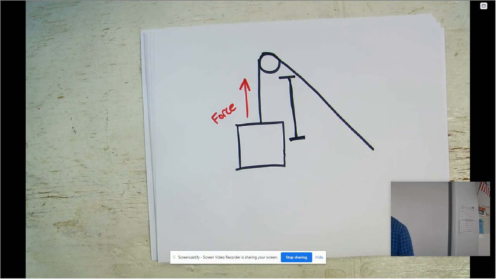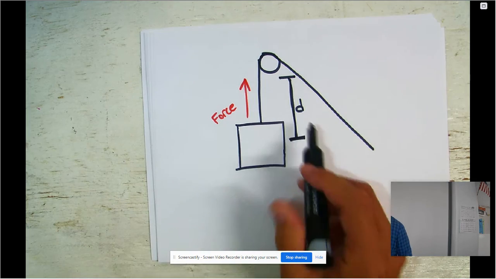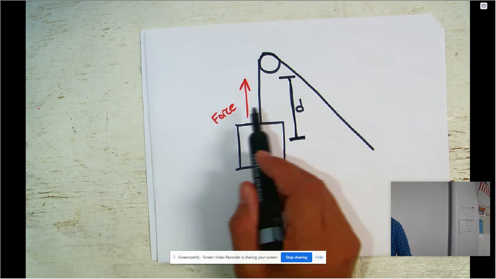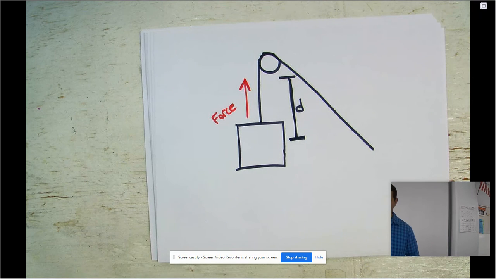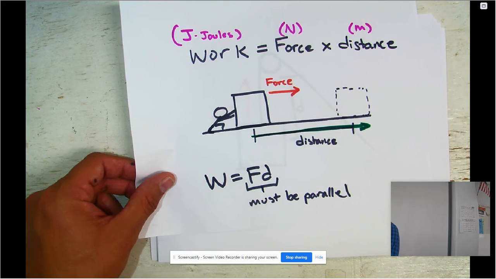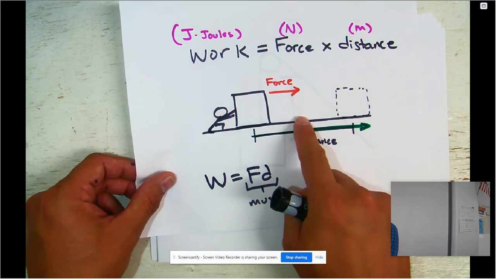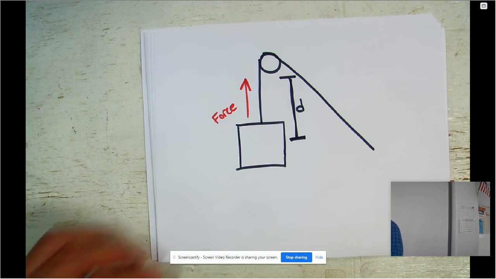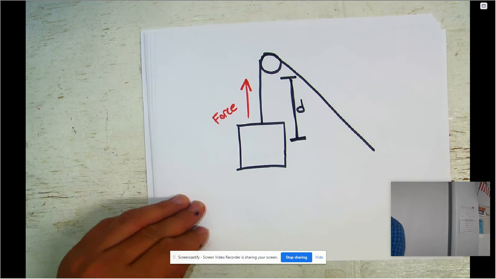So what do you notice about the distance and the force? The distance and the force are parallel to each other. Just like in this example, the distance and force were parallel to each other. So we have work here. We have work being done here because they're parallel to each other.